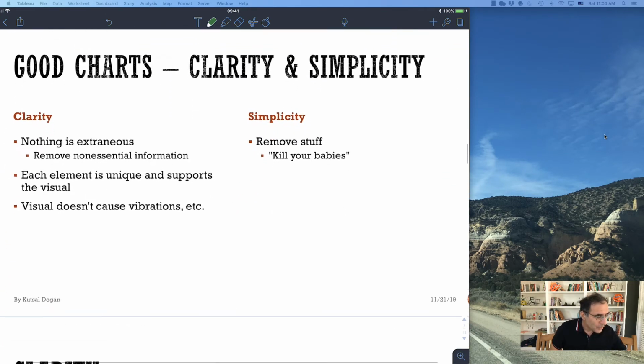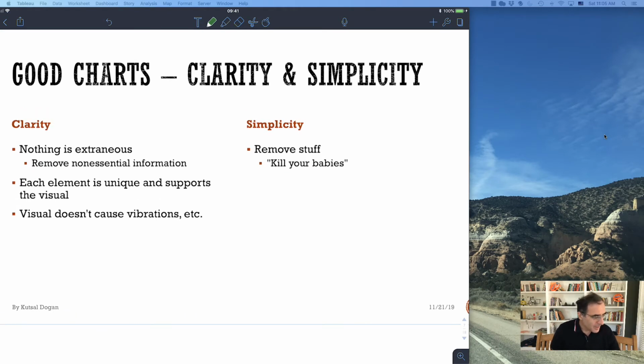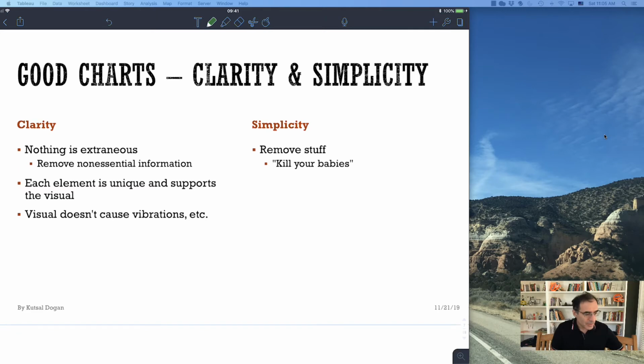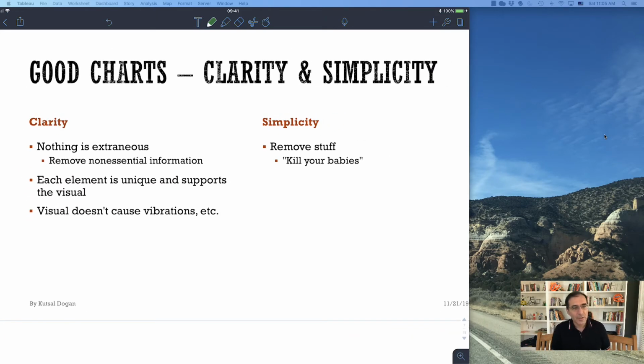All right. So good charts will need clarity and simplicity. Clarity means there is nothing extra. There is nothing on the chart that doesn't add value to the chart. So anything that is non-essential, remove it. We talked about chart junk with Edward Tufte. It's exactly the same idea. Each element is unique in the chart and supports the visual. So you don't add elements that do not really add value. And of course, there are no vibrations. We talked about this before. There are no moiré effects on the chart, so we don't need those vibrations.